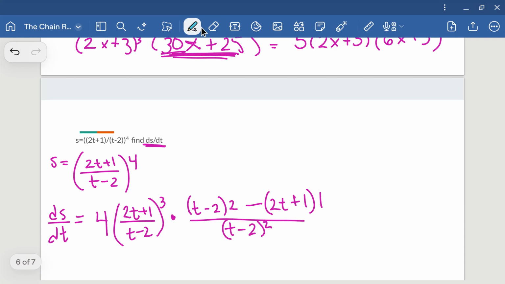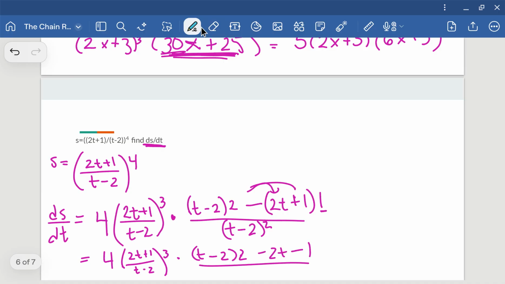We can simplify what we can. So we still have everything in the front here. So I'm just going to rewrite this. And we're multiplying. We have (t minus 2) times 2. And then times 1, but we're distributing that negative through, so then we'll have minus 2t minus 1 all over (t minus 2), and this is squared.